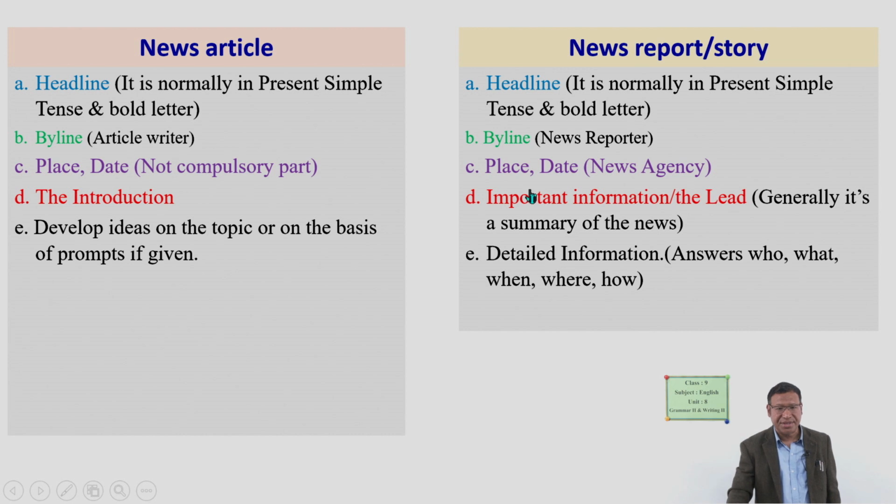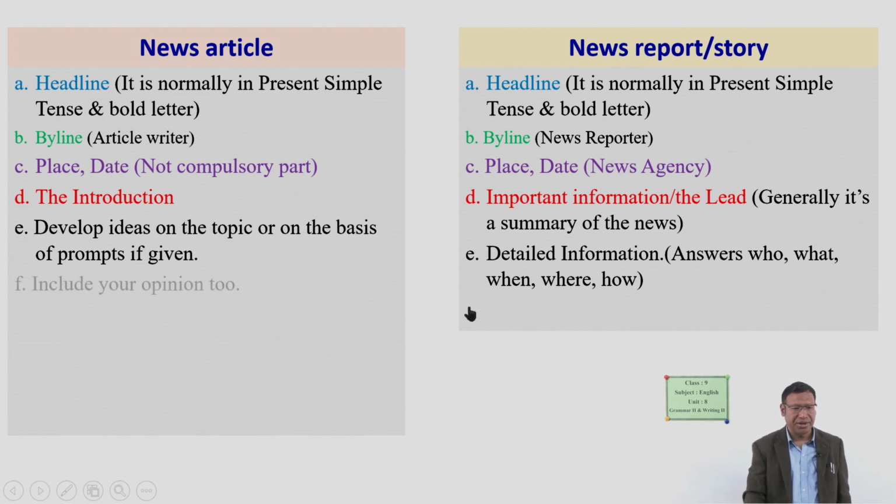Whereas in the news report, basically we give the detailed information by answering the questions: who did that? What happened? When, where and how did it happen? These kinds of answers are generally given in the news report or news story.